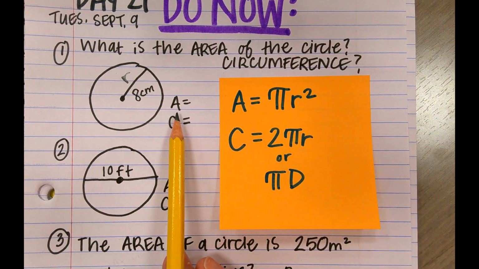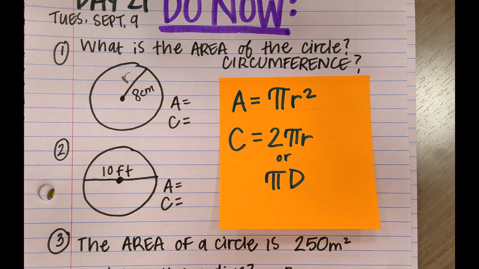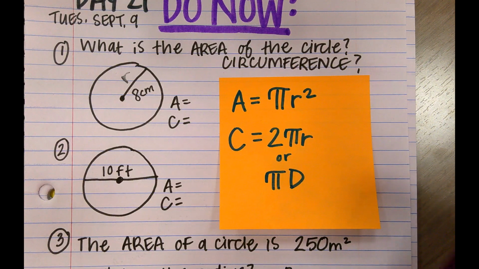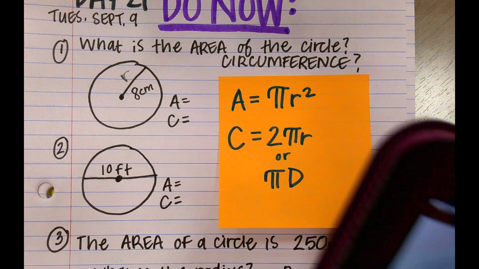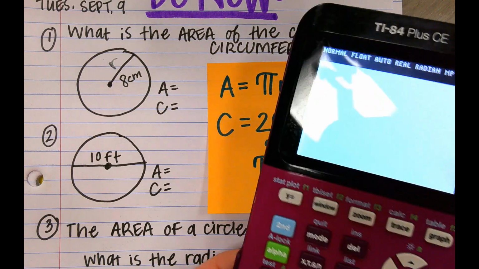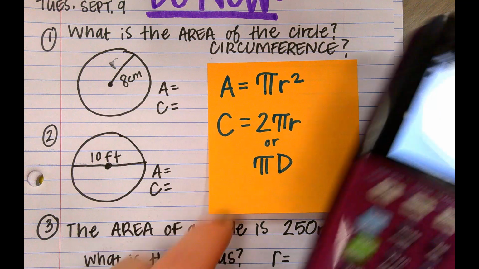So to find area, what would I type in my calculator? Yes, pi 8 to the second power. Now what's nice about pi and radius squared, like this whole formula, you're not going to have to type in your times or anything in a specific order. You can type it in exactly how it looks.